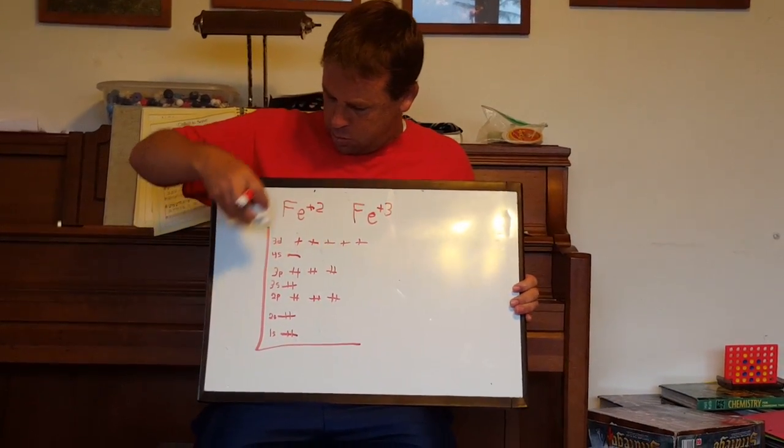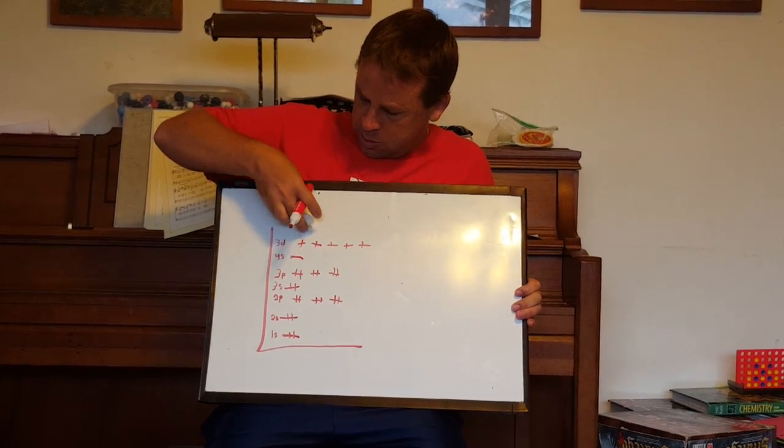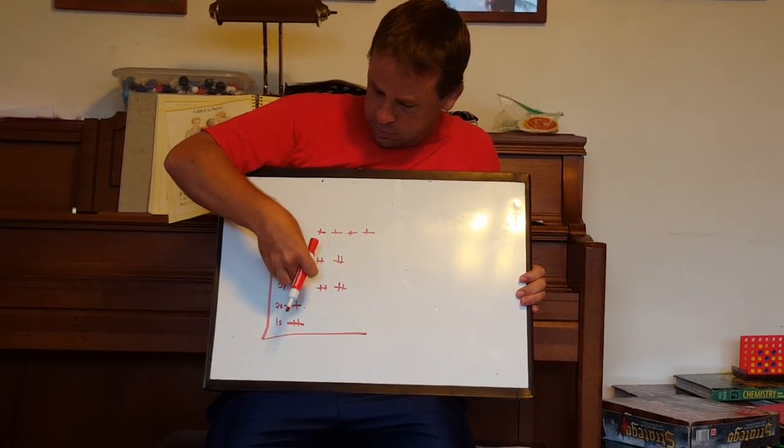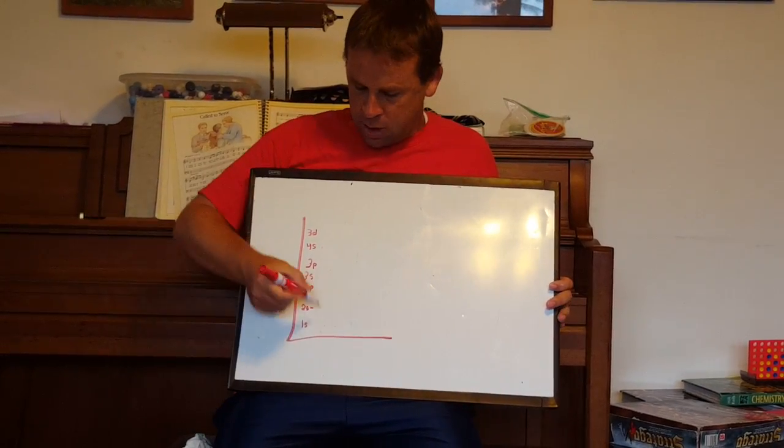All right, so now we're going to do this orbital diagram for zinc. Why'd you erase that? We could have just added to it. Oh, nuts. Okay, let's start over.